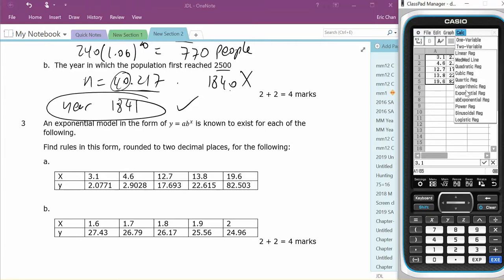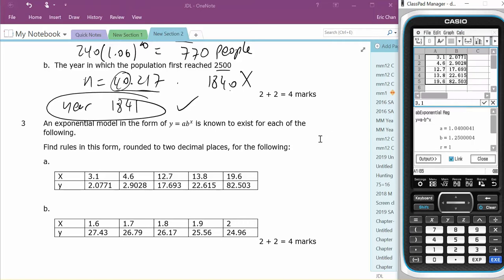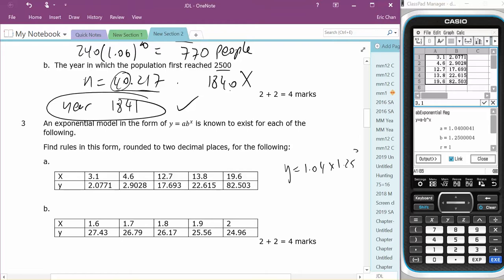Okay, we don't want exponential regression, we want AB exponential. So it says 2 decimal places, so y equals 1.04 times 1.25 to the power x. So y equals 1.04 times 1.25 to the power x.